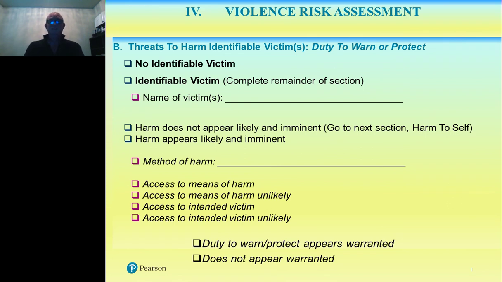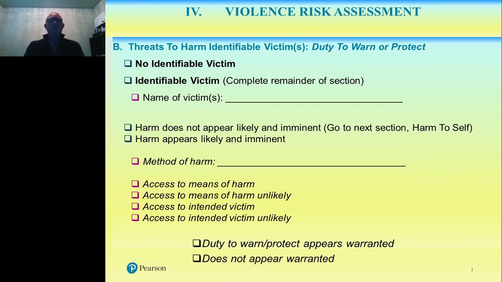So if there is a threat to harm and you think they're high or very high risk, is there a victim? Or do they just say, I'm gonna go blow people up at the park? Where? That's not an identifiable victim. But if they have a victim, who are they?